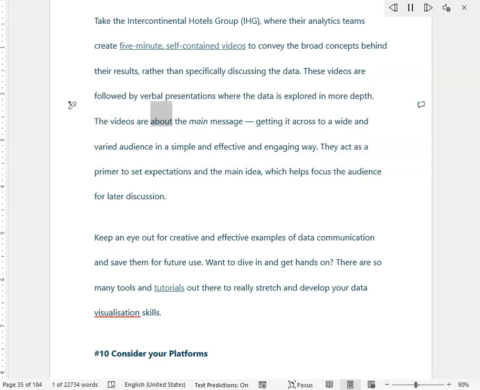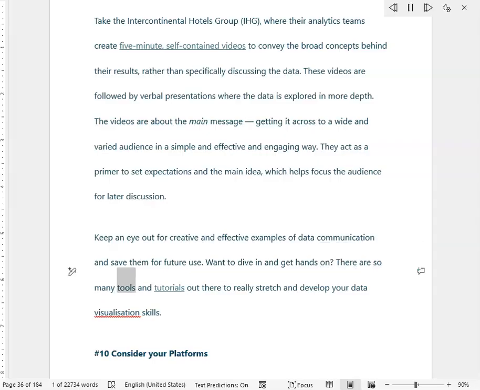The videos are about the main message, getting it across to a wide and varied audience in a simple and effective and engaging way. They act as a primer to set expectations and the main idea, which helps focus the audience for later discussion. Keep an eye out for creative and effective examples of data communication and save them for future use. Want to dive in and get hands-on?